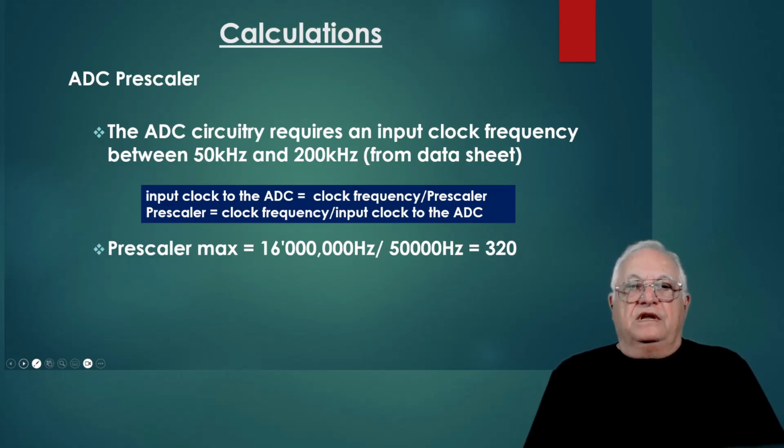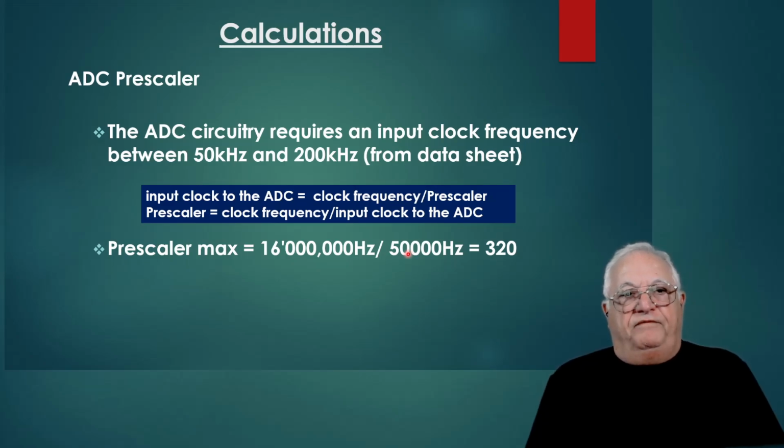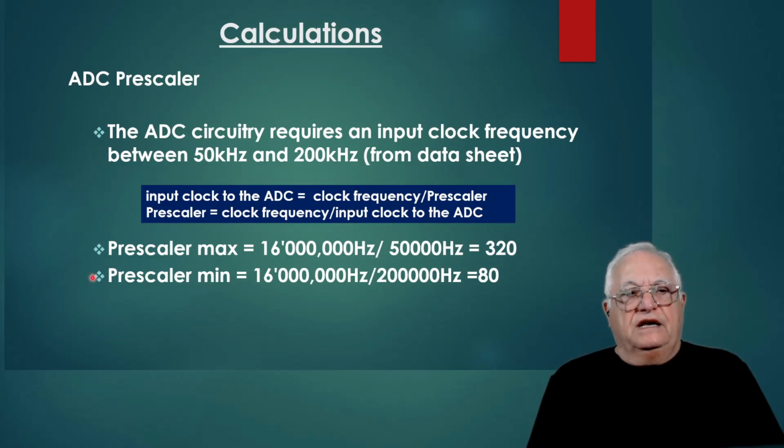So let's assume that the input is 50 kilohertz. In that case, the prescaler would be 320. Next, let's assume that the input is 200 kilohertz. In that case, the prescaler is going to be 80. So now, for our frequency to be between 50 kilohertz and 200 kilohertz, the prescaler has to be between 320 and 80.